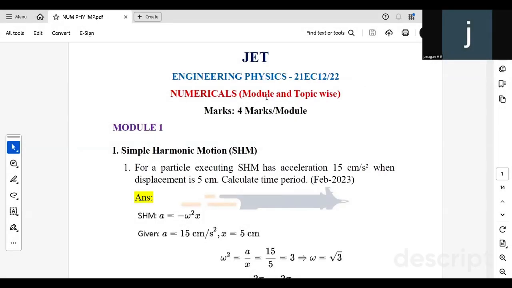Today we are going to discuss the numericals which appear in your physics paper. So let's get started.